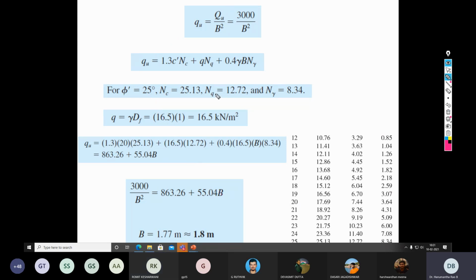Suppose if the footing is on the ground surface, so let us look at gamma times Df. If it is on the ground surface, this will become 0. Df is 0. That means your entire q and Nq term will become 0. The whole second term will be absent. Okay, so that's how there is a drastic reduction in the bearing capacity if it is shifted from below ground surface to the ground surface.